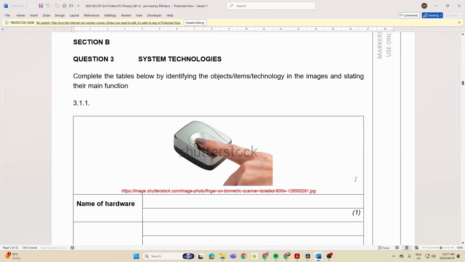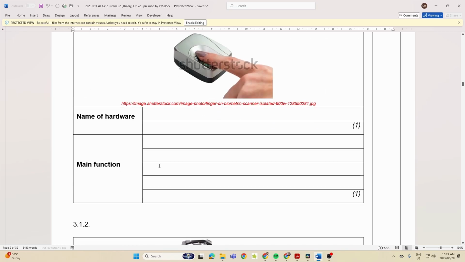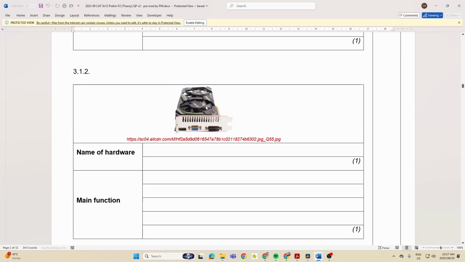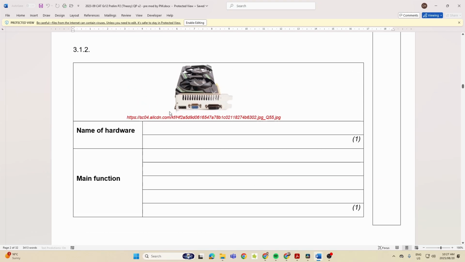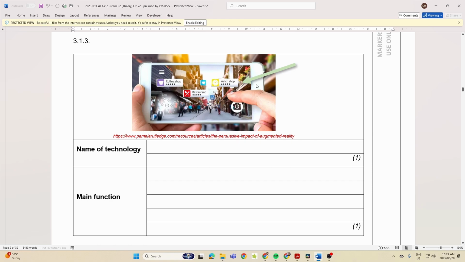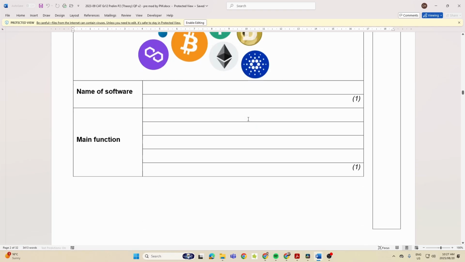There we go. Question 3. You see again, hardware, name of the hardware, and its function. Name of the hardware and its function. So what is this? This is a biometric scanner, scanning your fingerprints. This is a graphics card. Right? This is a serious graphics card. What do we have here? Augmented reality. Because you see it's taking a real picture and it's adding things to it. So it's augmenting the reality that you have there.